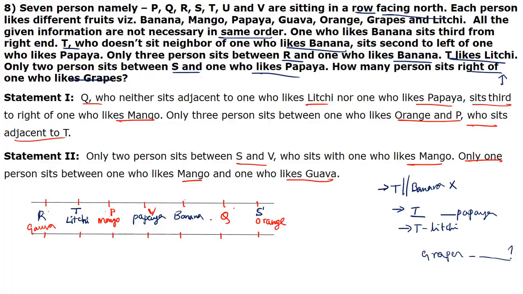Now only one fruit is left out, that is grapes. So grapes has to be placed at this particular place. Now when you combine both the statements, you can answer the question: how many persons sit to the right of the one who likes grapes?